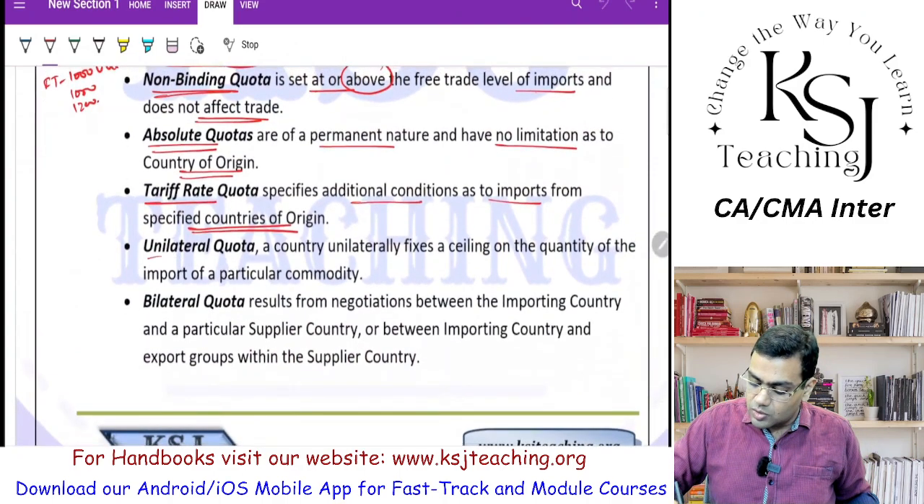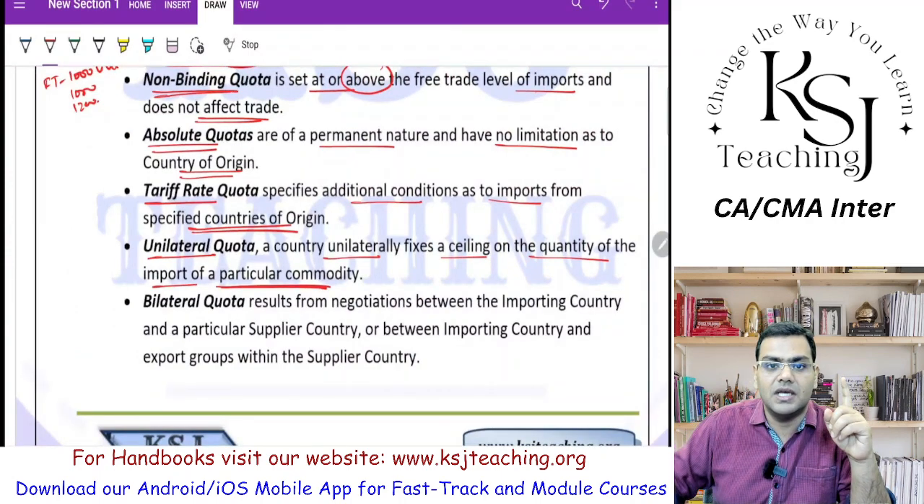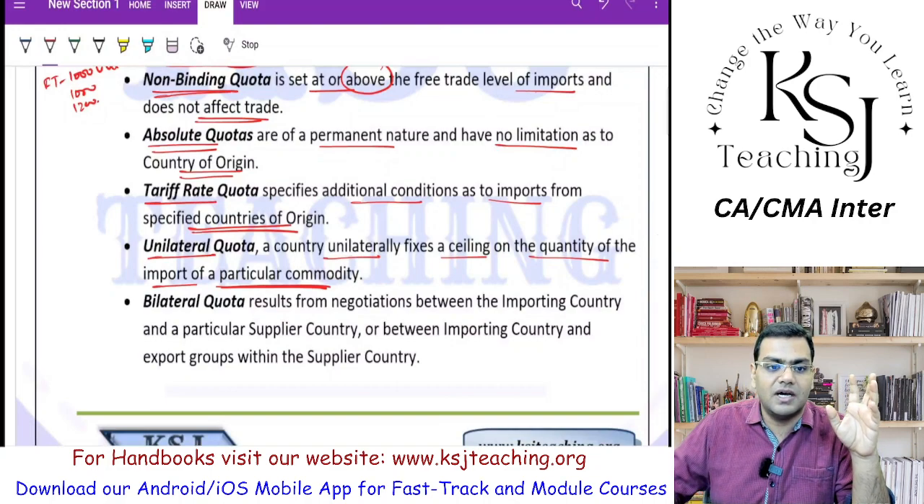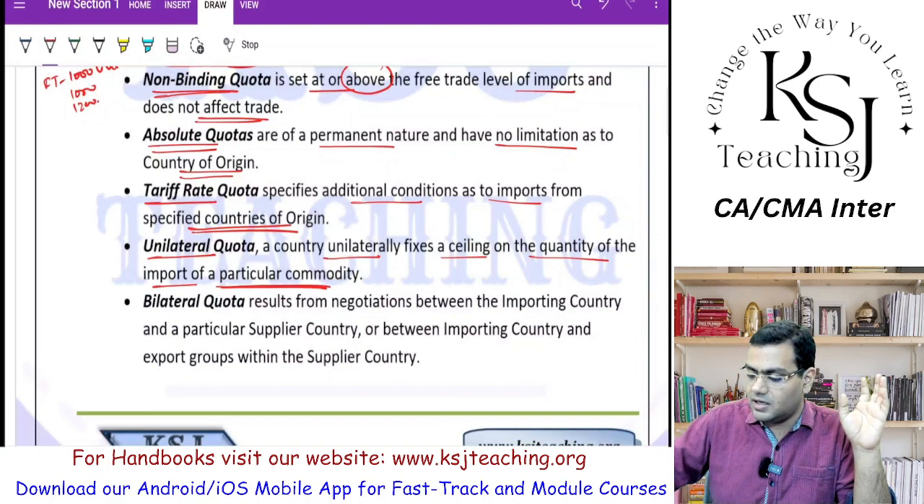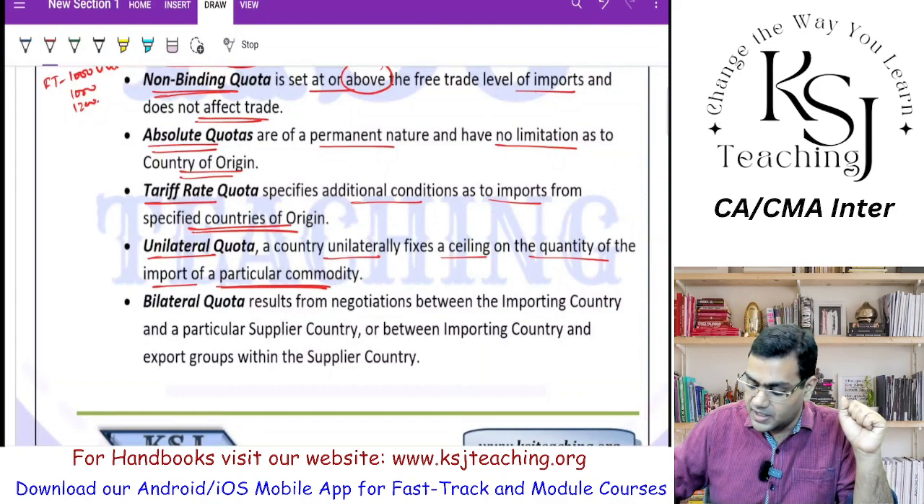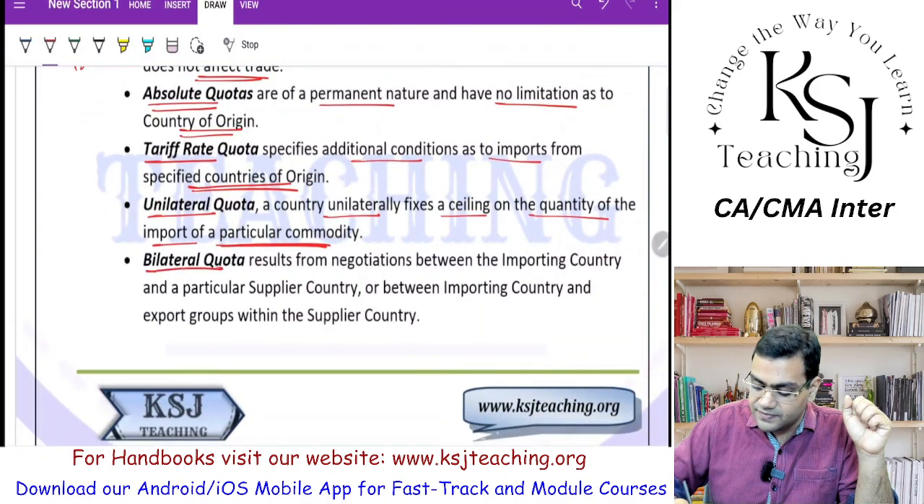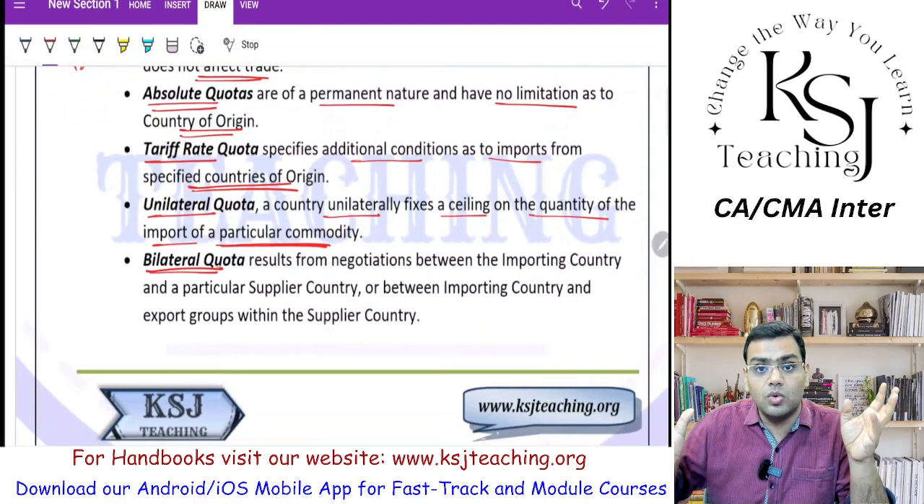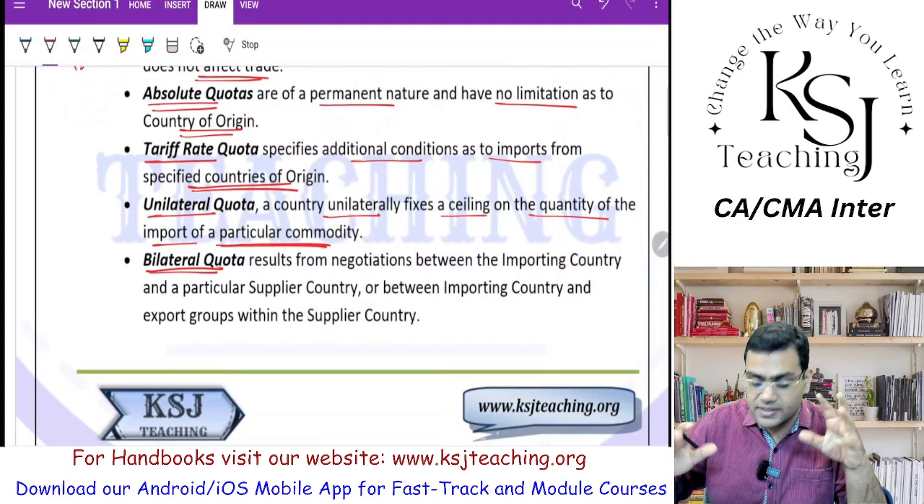Then unilateral quota is when a country unilaterally fixes a ceiling on the quantity of the import of a particular commodity. So it is a one-way traffic basically, right? Like India unilaterally, without any discussion with the other country, has decided that it will put this quota on the import of a particular product, right? Bilateral is when the two countries sit, negotiate, and decide on the things.